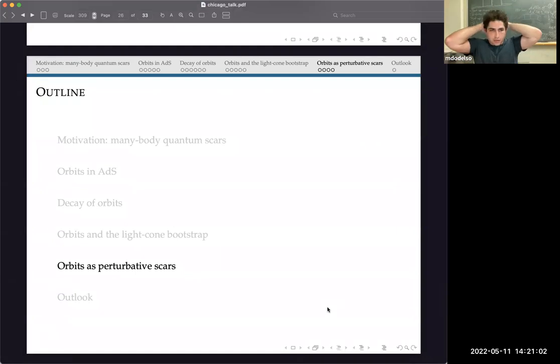Okay, so now let's go back to what I started with, and I want to show that these orbits are analogs of scars, perturbatively instead.